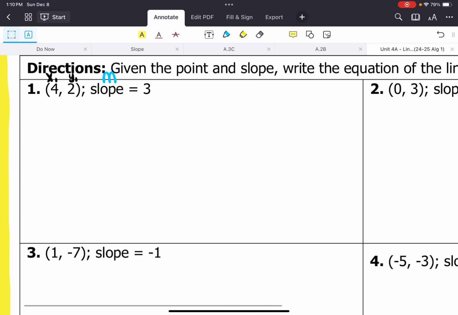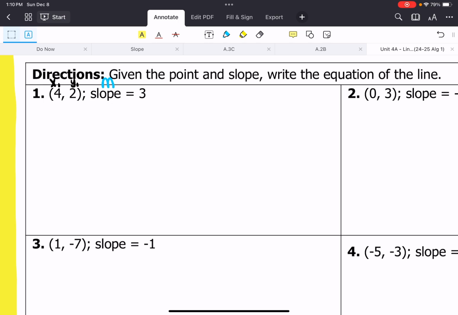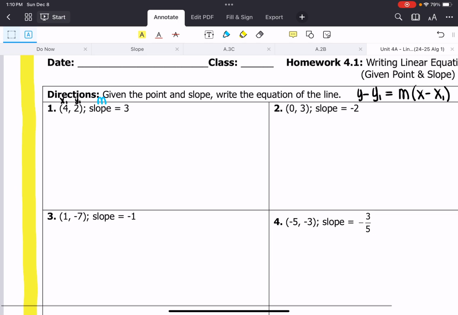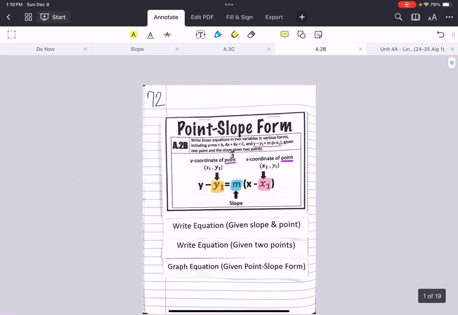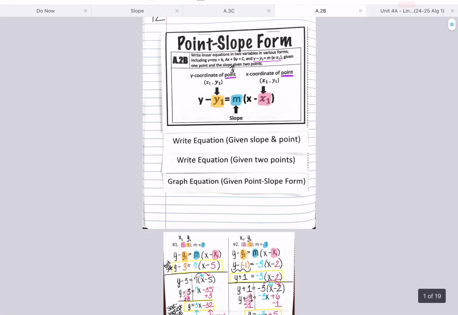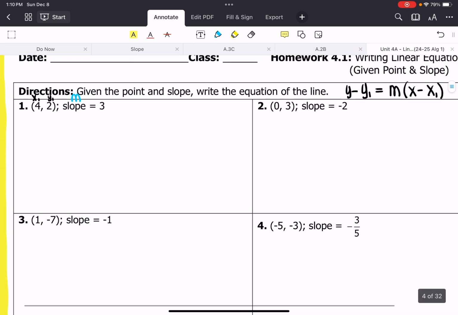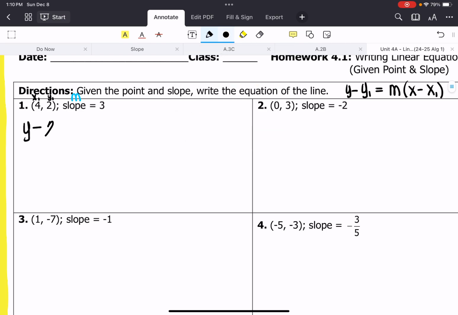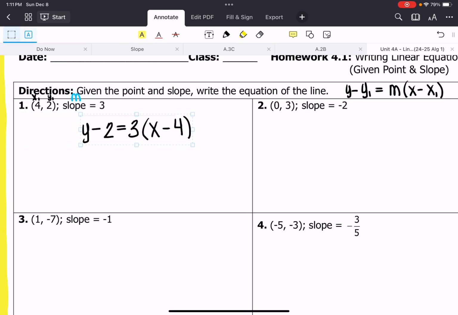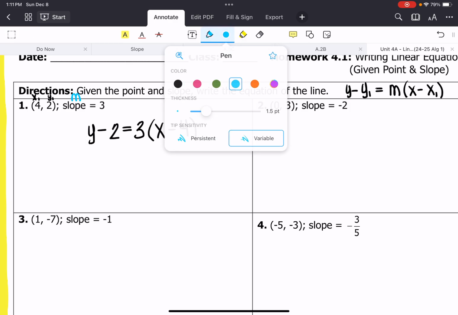Okay, for number 1, you have your point of 4, 2, and your slope of positive 3. We're using our point slope form, which you also have on page 72 of your math journal with our point slope flip chart. So I'm replacing y1 with positive 2. I'm replacing m with 3, parentheses x minus x1, which in this case is 4. Now that we replaced m, x1, and y1, now we can go on to distribute.